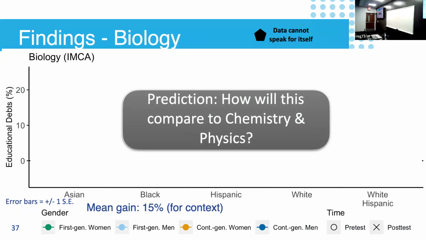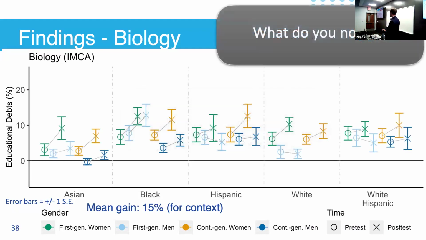Take a moment to make your predictions about biology. All right, looking at biology, here's what we get. Chat with your neighbors. Mean gain is 15% for this. So this is about a semester's worth of learning right here. There's good news and bad news here again. Anyone want to share something they notice?